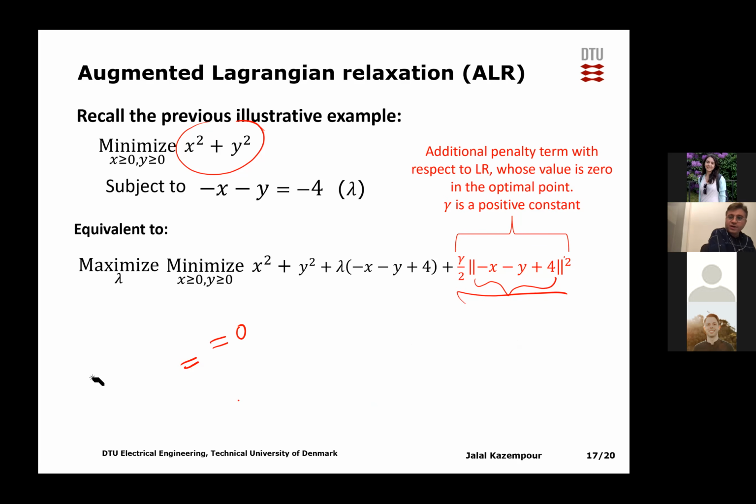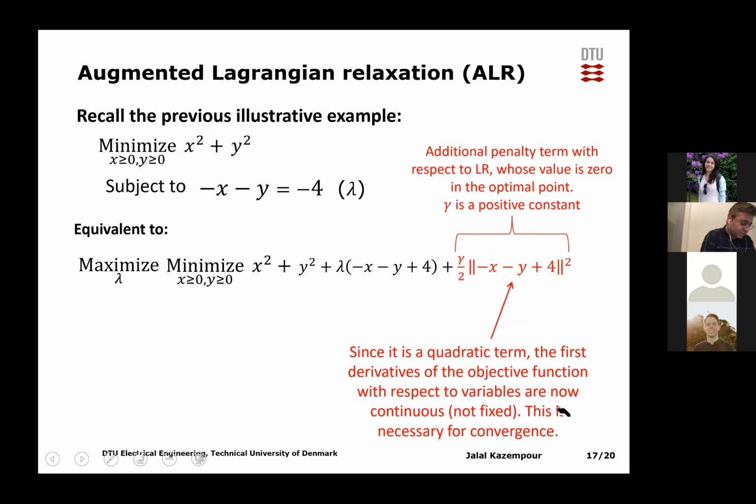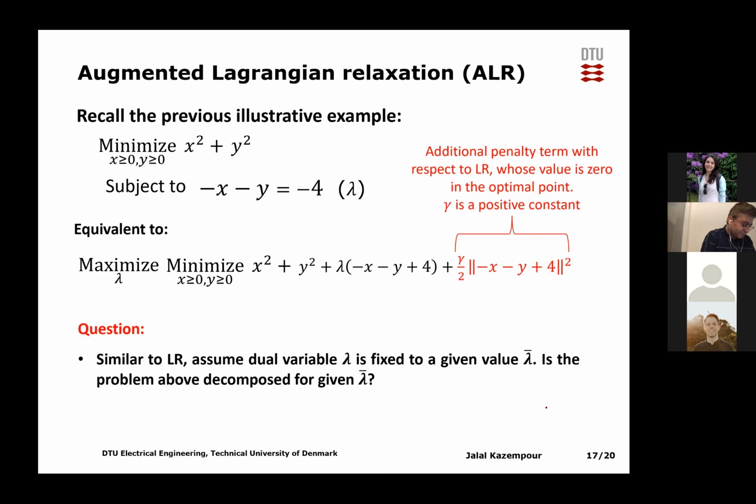Let's continue. We are over time. The time is over. Good. So we talked about why we need this quadratic term. Brian asked what about this gamma? It's a constant, but what should it be? We'll talk about it later.